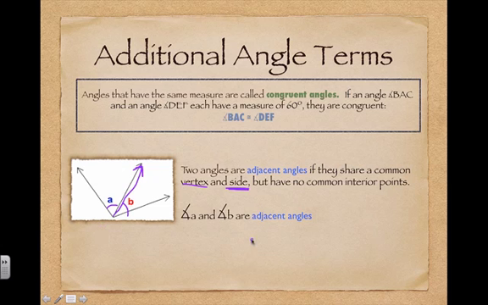Now, for example, if we had an angle here, and let's say we have an angle down here. These two angles are not adjacent. They do have a common vertex, but they don't share a side. This side right here is not in common with any side that this angle has. And similarly, this side over here is not in common with either of these two sides. So these are not adjacent angles here. All right, let's go ahead and move on.